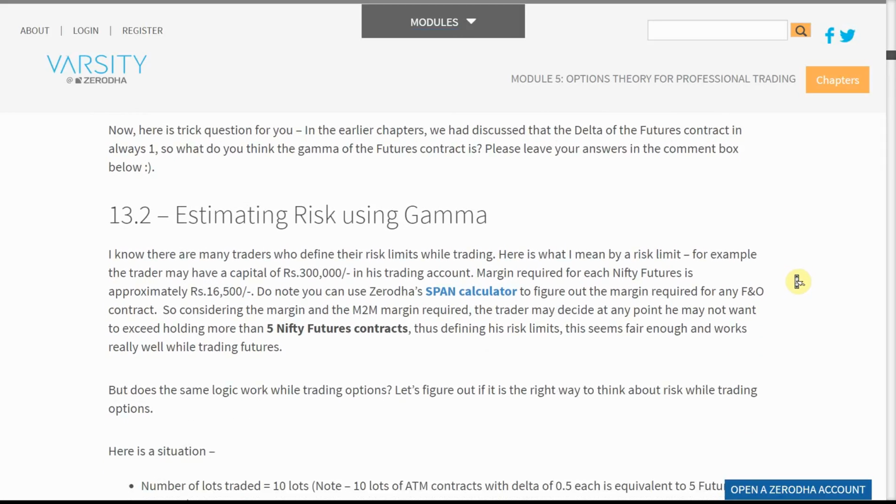Now, here is a trick question for you. In the earlier chapters, we had discussed that the delta of the futures contract is always 1. So what do you think the gamma of the futures contract is?